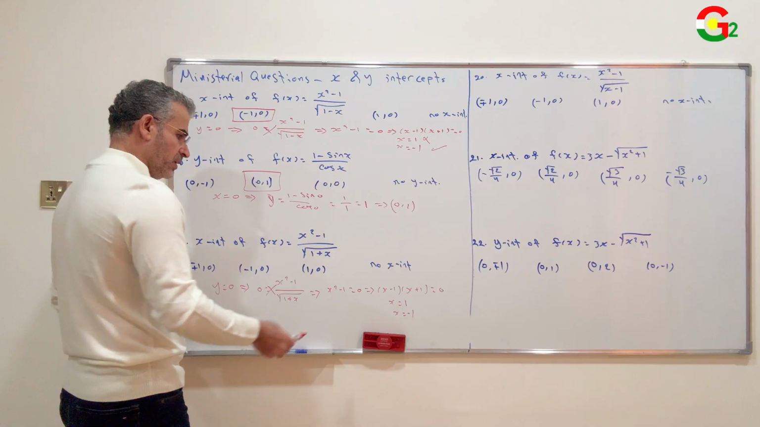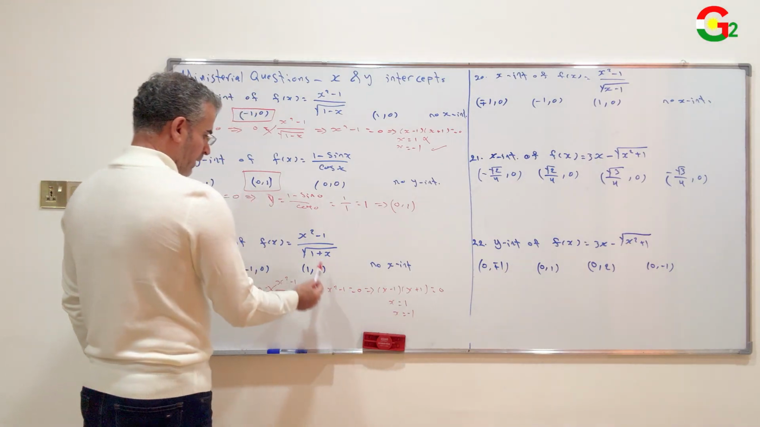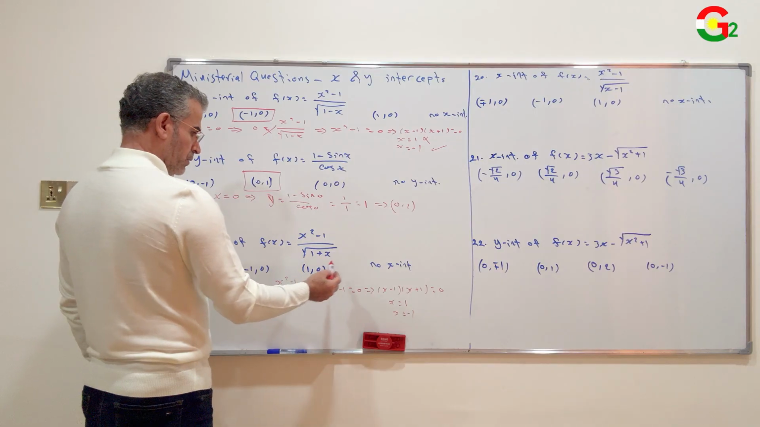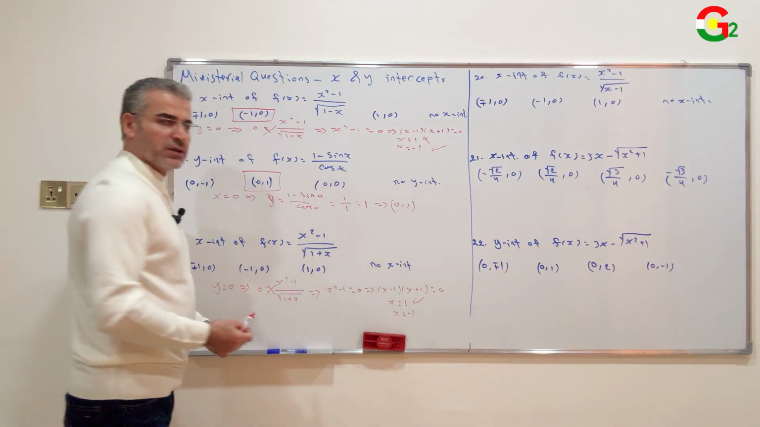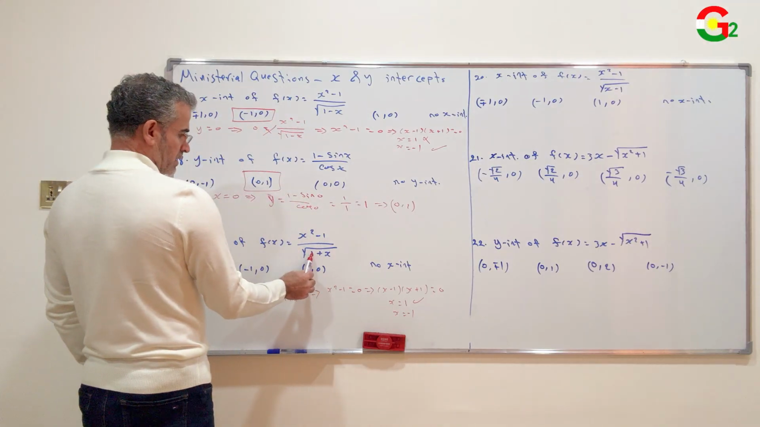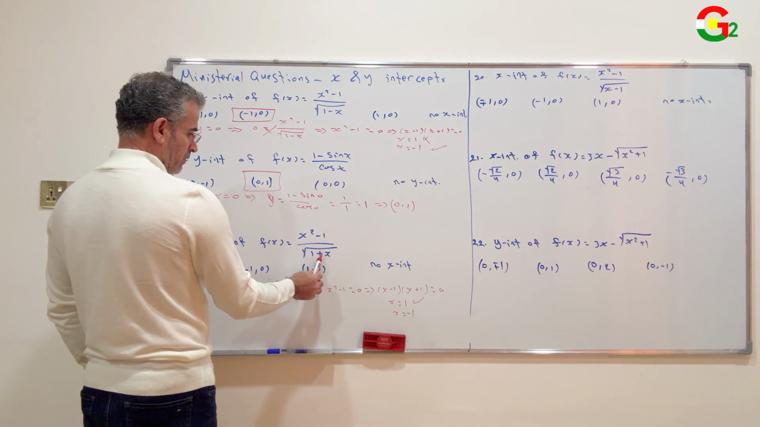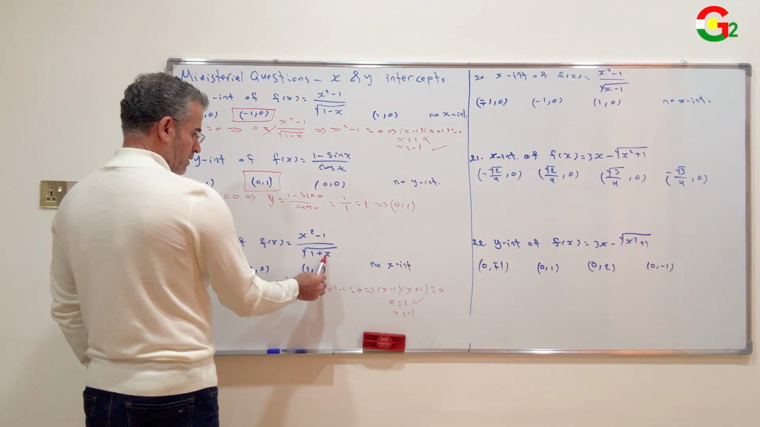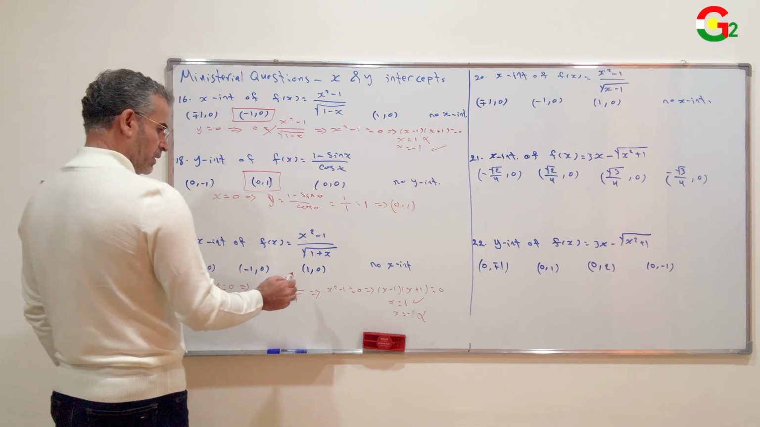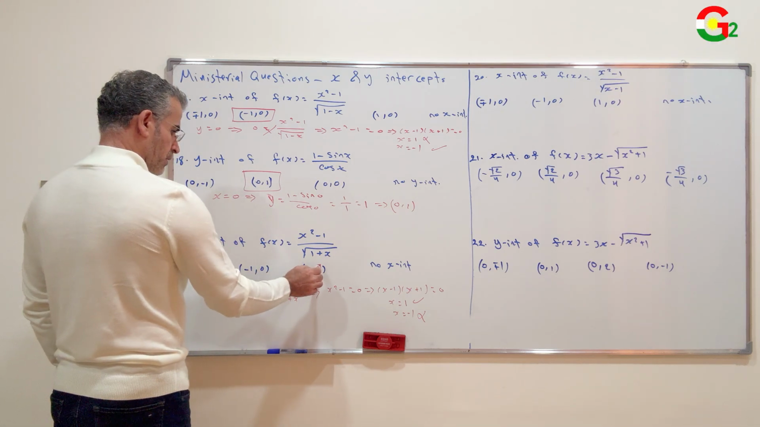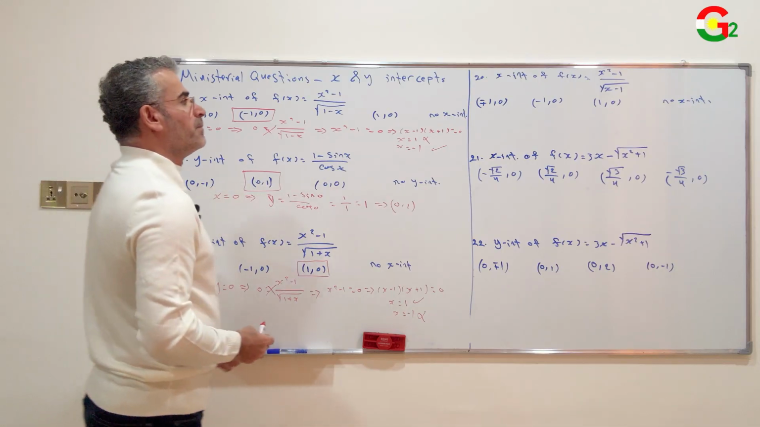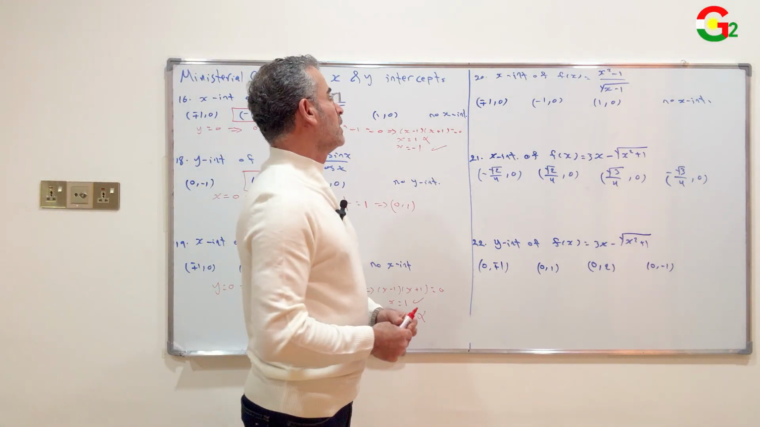Let us check these points. When x equals 1, (1 - 1) is 0, and 0 over sqrt(2) is 0, so it is an x-intercept point. For x equals negative 1, the denominator will be 0, and the numerator is also 0, so this point is not an x-intercept. The right choice is (1, 0). Choice C.